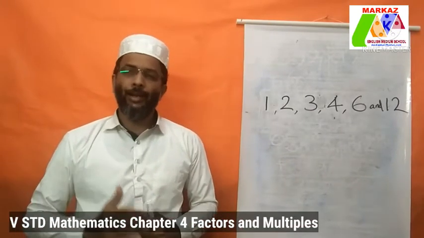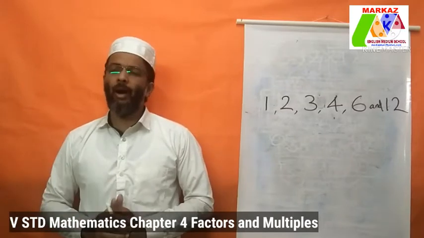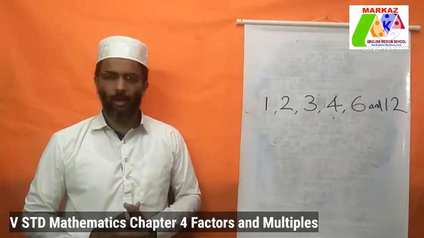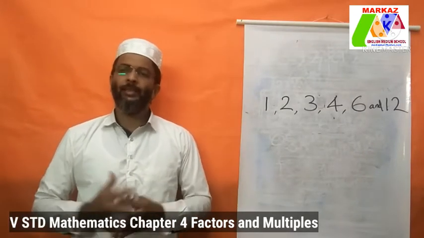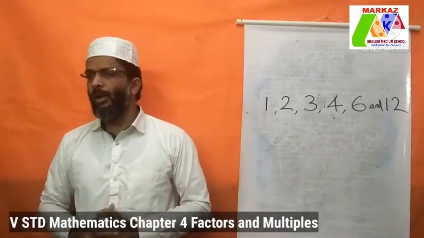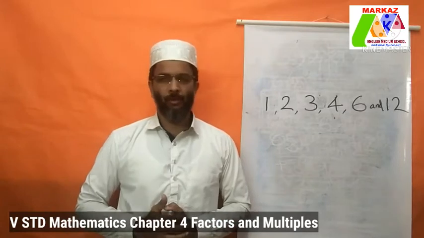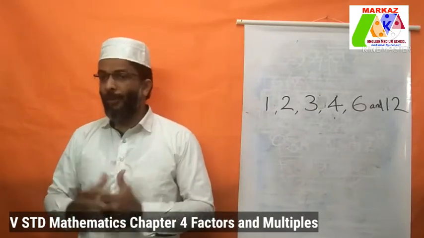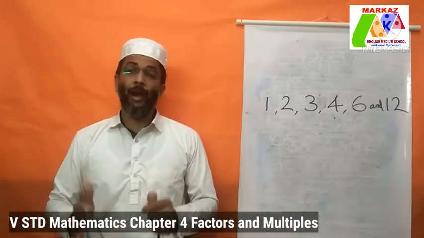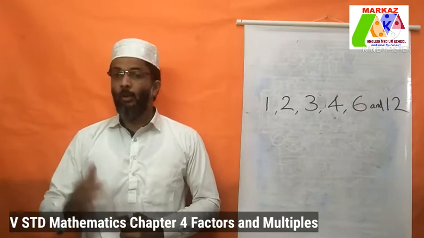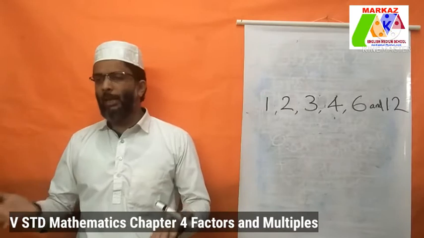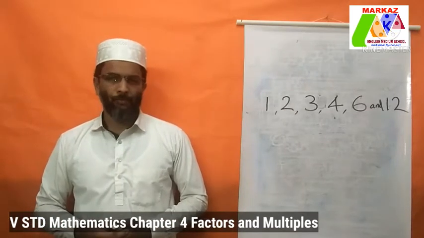Thus, we now understand that 12 is divisible by 1, 2, 3, 4, 6 and 12. Hence, we see that the numbers 1, 2, 3, 4, 6 and 12 are the factors of 12. We can define a factor of a number as a number which exactly divides the given number. We can say that factors are numbers you can multiply together to get the given number.